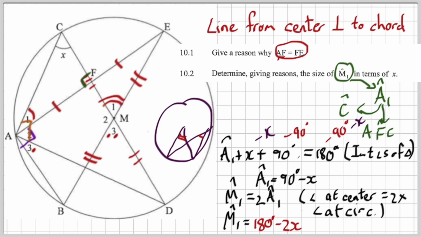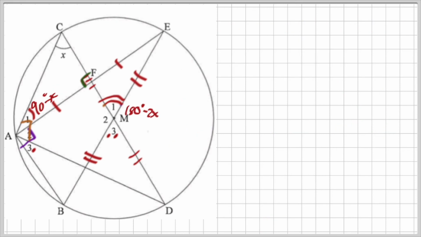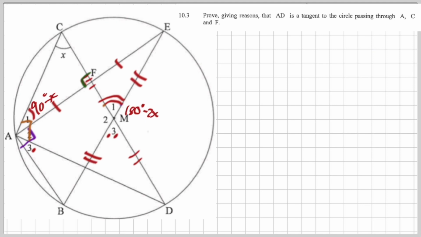Now, ladies and gents, I've answered the question. The question was, determine the size of M1 in terms of x. Okay. Writing it in on the sketch is very important for going forward. So let's have a look at the next question.